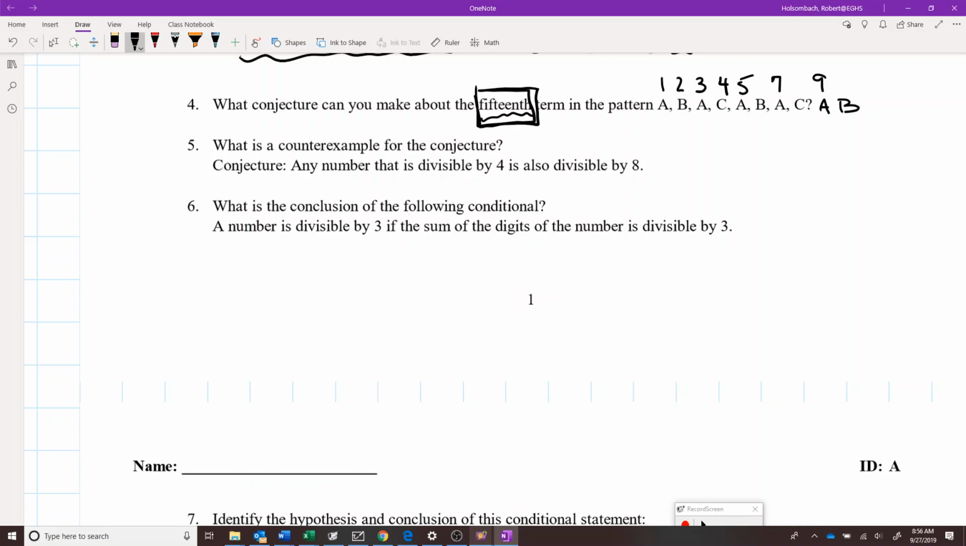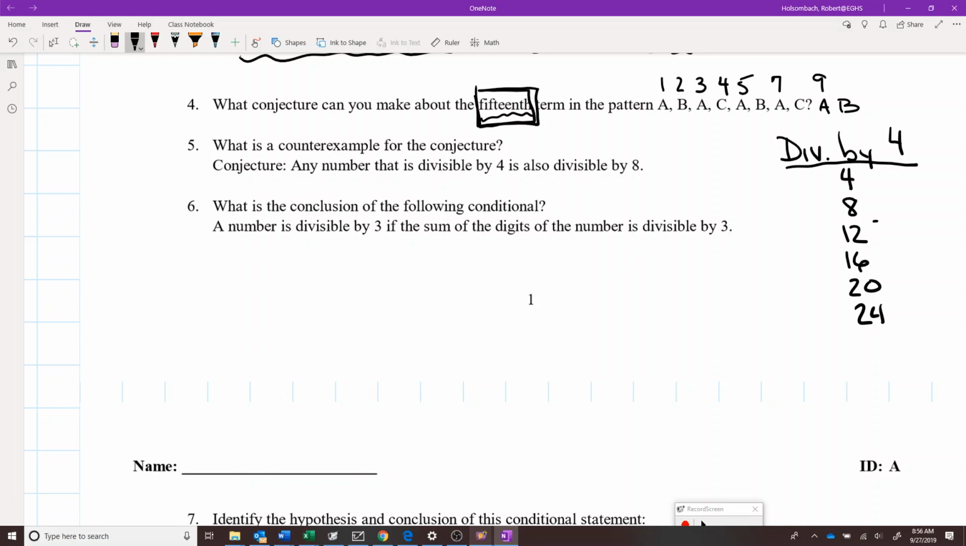So if you list the numbers that are divisible by 4, 4 goes into 4, it goes into 8, it goes into 12, it goes into 16 and 20 and 24. Those are all the numbers that are divisible by 4. Okay? It's 4 times 1, 4 times 2, 4 times 3, and so on. Any number that is divisible by 4 is also divisible by 8.